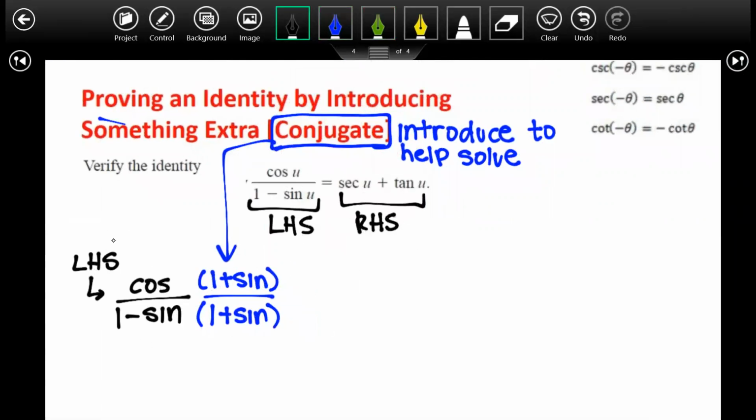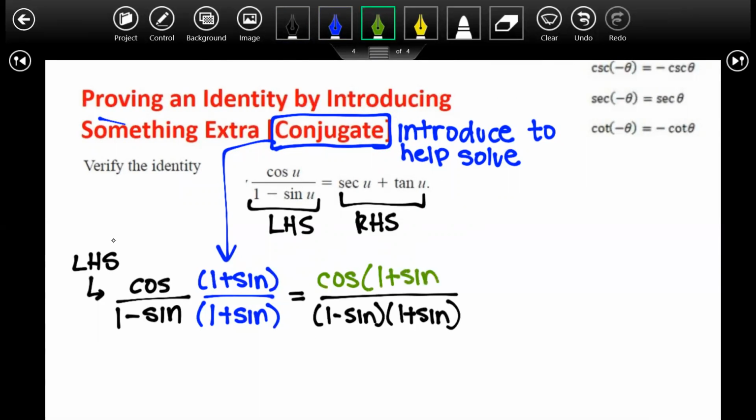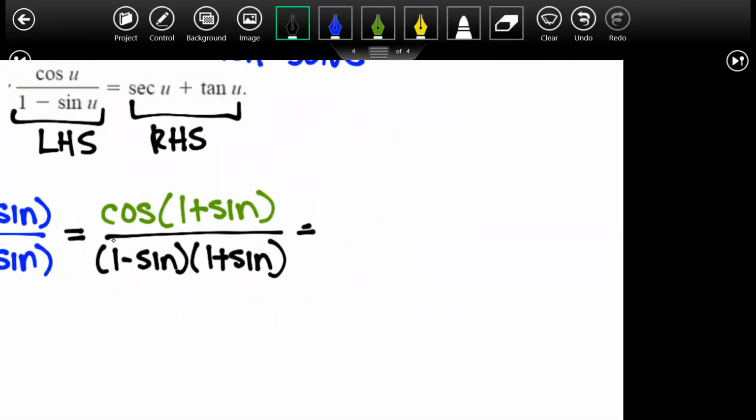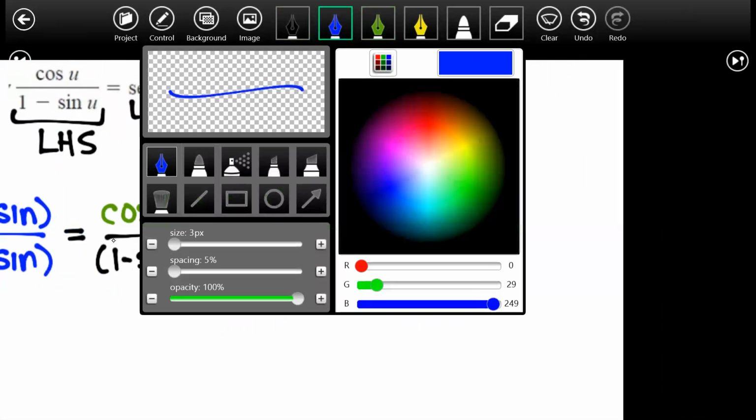So let's look at doing this. If we were to put this all underneath one fraction, this would give me 1 minus sine times 1 plus sine. And on the tippy top, we would get cosine times 1 plus sine. And again, some of you guys are able to make that jump and do the multiplication already, which I'm okay with. Let's simplify. If I distribute out my top, what happens to it?